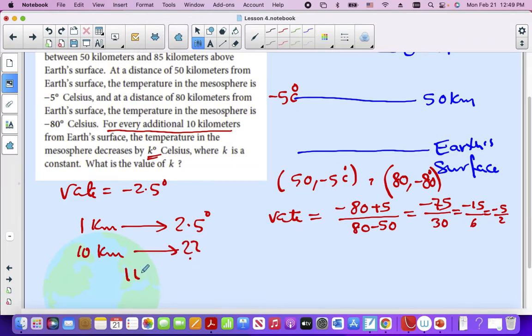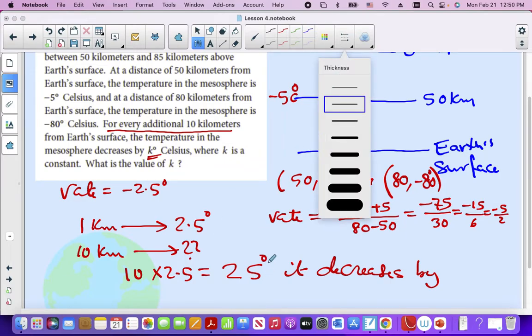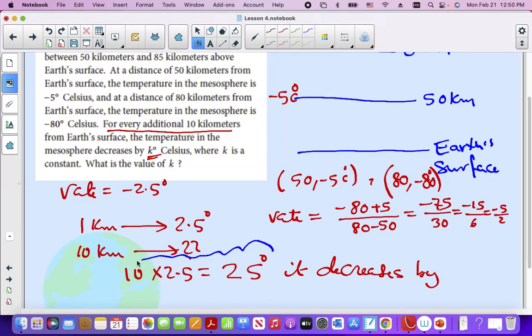Direct variation, that'll be 10 times 2.5, which is equal to 25 degrees. So it decreases by 25. And remember that if I were to calculate that with the gradient, that'll be minus 25, meaning decreasing, but keep in mind, as I mentioned before, the grid-in section does not have negative answers, so the correct answer is 25 degrees.